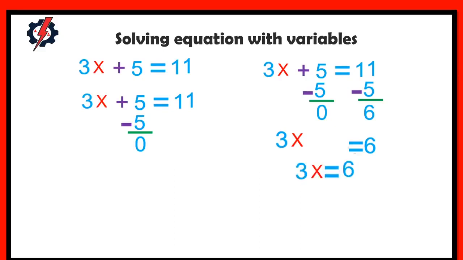Next, we are going to simplify the equation. 3x equals 6. After that, since 6 is divisible by 3, we're going to divide it by 3. Then we are going to cancel the 3. So the answer is x equals 2.